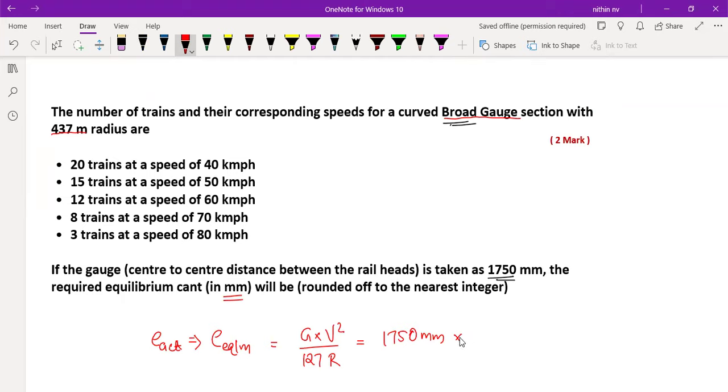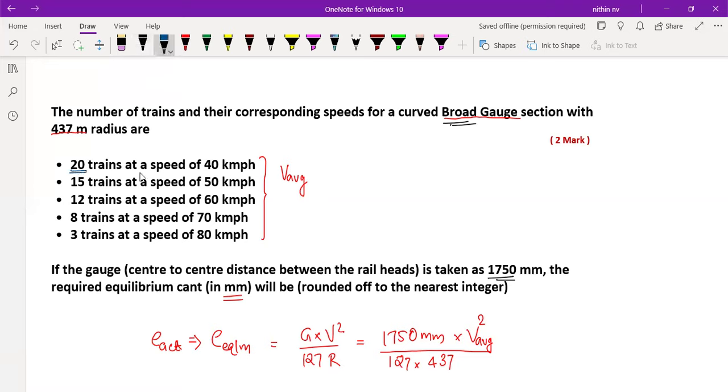Okay, now into here, what value we need to substitute? We have to substitute the average speed of the railway track, which is not given in this question. Instead, they have given data like this. From here, we need to calculate the average speed of the railway track. Okay, so let it be there as of now, divided by 127 into radius. How much it is? 437 meter. Okay, now all the data required in this question is available except this average speed.